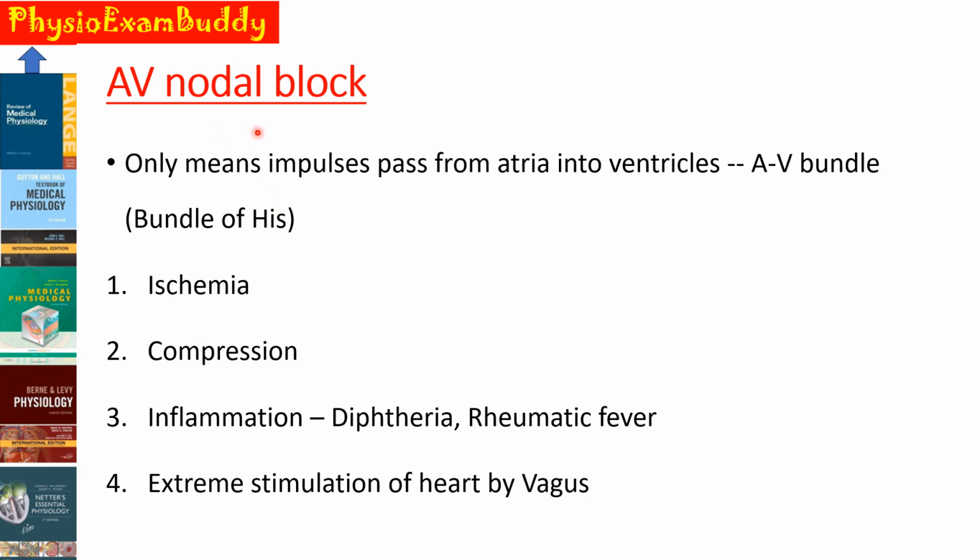Next, about the AV nodal block. We all know that the AV bundle or bundle of His is the only means by which the impulse passes from the atria to ventricles. And the AV nodal block can occur in conditions like ischemia, compression, inflammation in case of diphtheria or rheumatic fever, or by the extreme stimulation of the heart by the vagus, especially in carotid sinus syndrome.